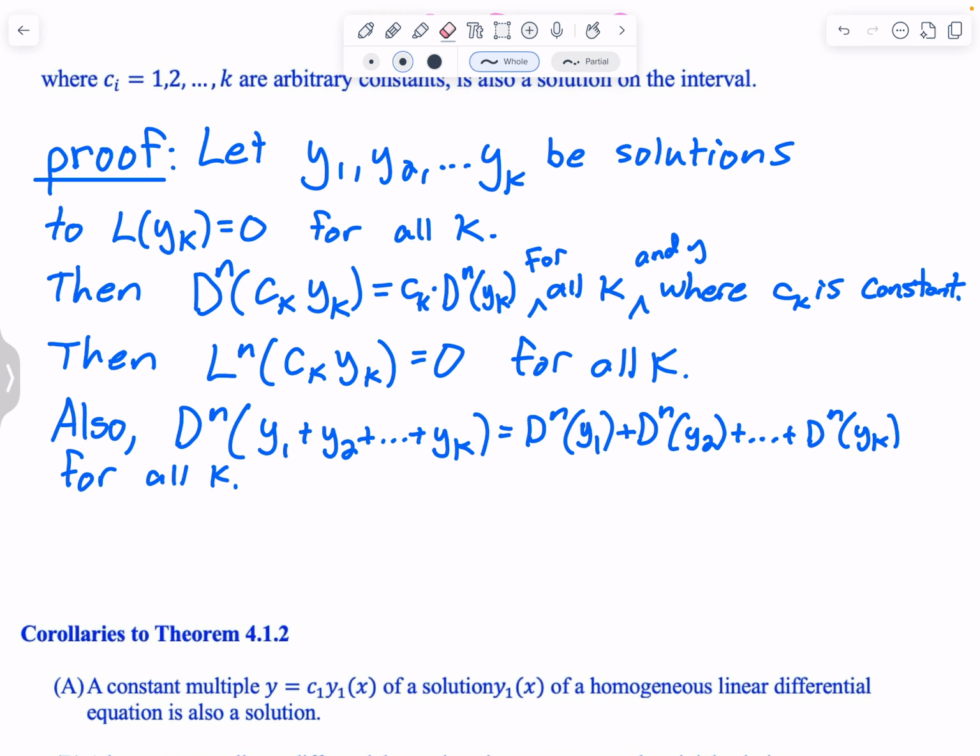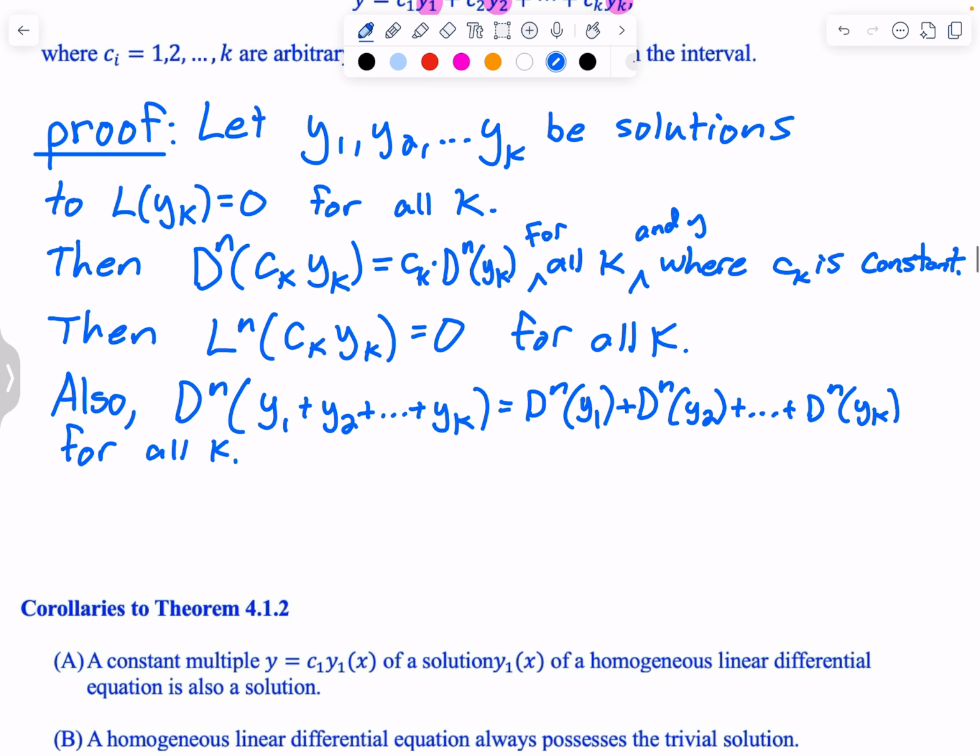Right. I'll never ask you to do a proof like this again. Also, that's why I'm making it very loose. So if that's the case, then L sub n of y sub 1, y sub 2, plus dot dot dot, plus y sub k is 0, because I could just split the derivatives there.